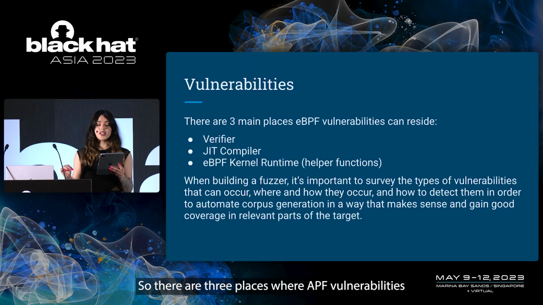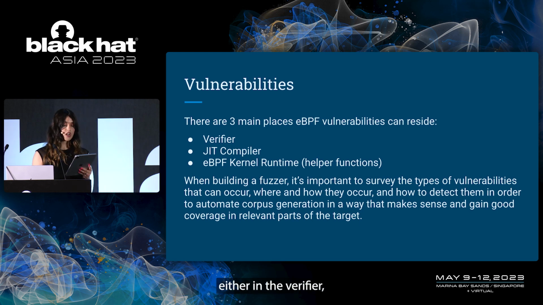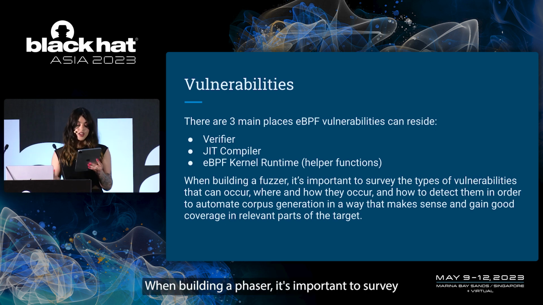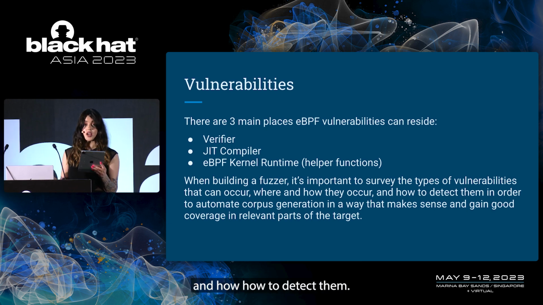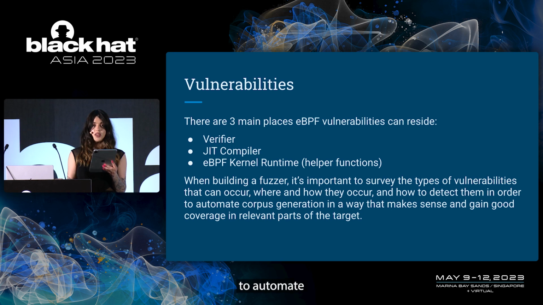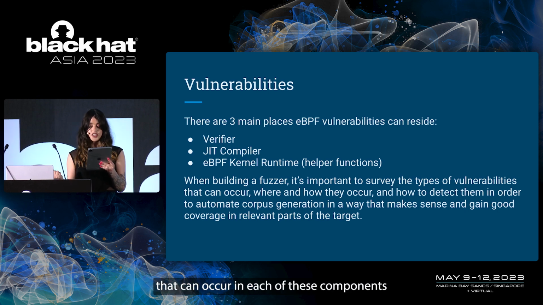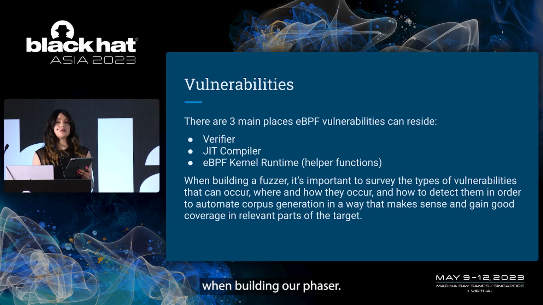So there are 3 places where eBPF vulnerabilities can reside. It's either in the verifier, the JIT compiler, or the eBPF runtime, the kernel runtime. When building a fuzzer, it's important to survey the types of vulnerabilities that can occur and how to detect them in order to automate corpus generation in a way that makes sense and gains the best coverage for the target. And on that note, we're going to review types of bug classes that can occur in each of these components to give context about what to keep in mind when building our fuzzer.